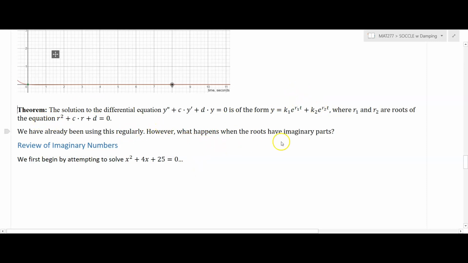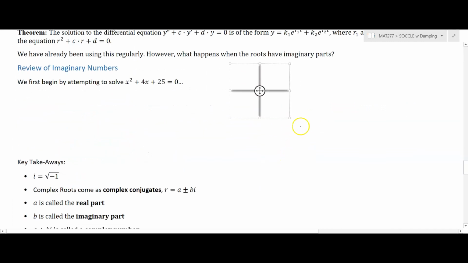However, what happens when the roots have imaginary parts? Anytime you solve a quadratic, sometimes your parabola does not have any real roots. We've observed situations in our past where you could have two roots, like this and like this, or it could be going downwards. So this has two, what we would call real roots.